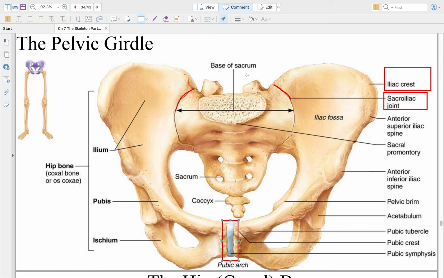All right, let's look at more bone markings. Anterior superior iliac spine. See this whole thing? You want to know that. Pelvic brim. Acetabulum. That is where the femur bone sits in this perfect ball and socket joint. Okay? This little tiny protrusion, pubic tubercle, pubic crest, pubic symphysis.